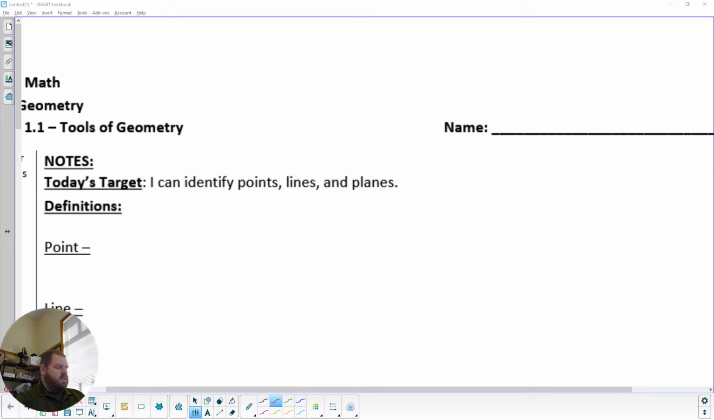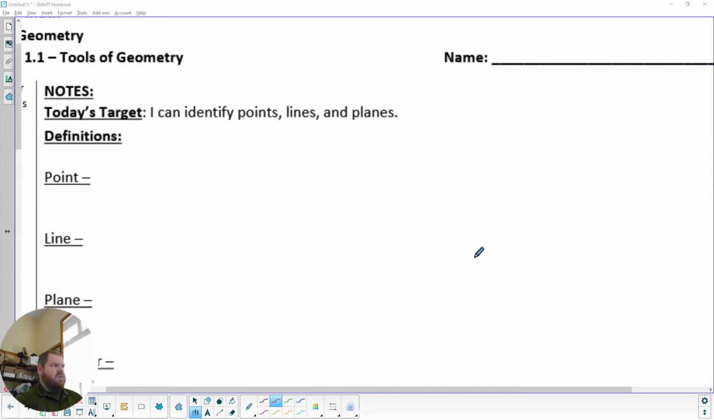Today we're going to look at section 1.1, which talks about the tools of geometry, kind of the building blocks, really. Most of this first unit is geared towards building geometry from the ground up, which is a really good way to look at it. I've looked at multiple geometries, multiple different ways, and this seems to be the most intuitive, I would say.